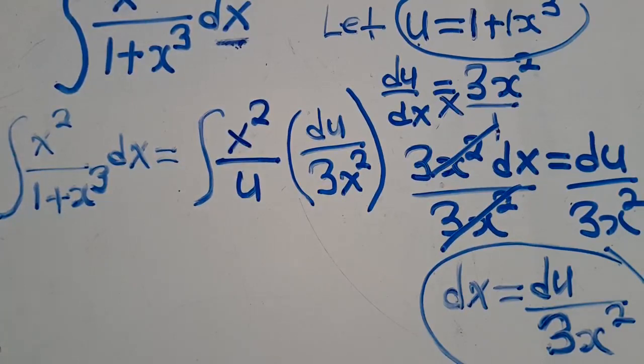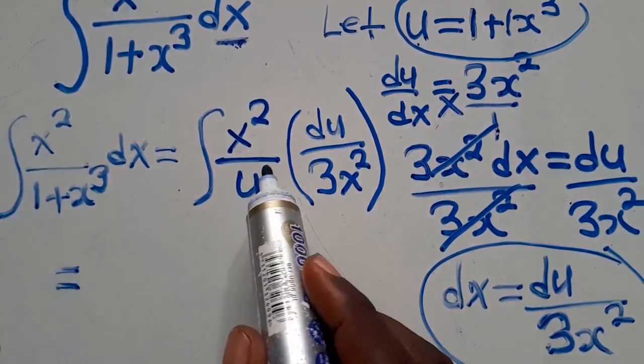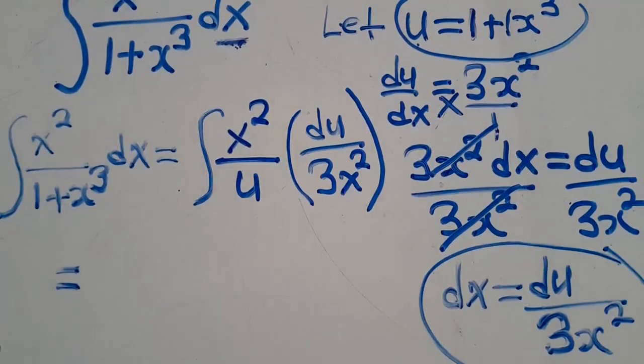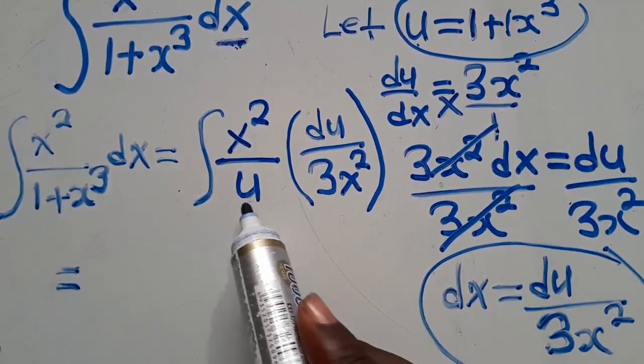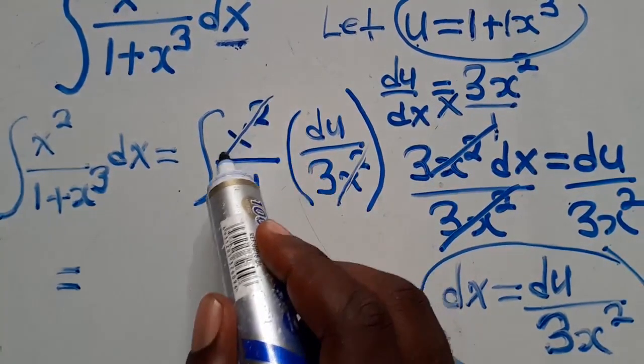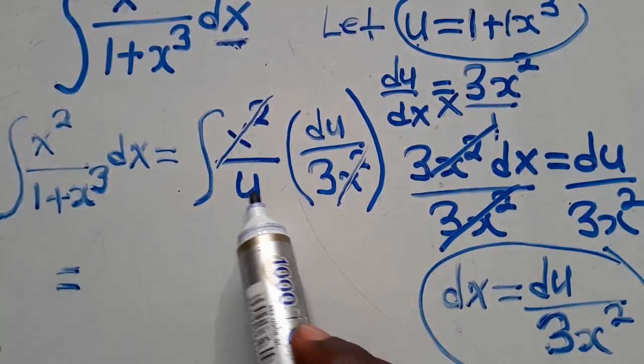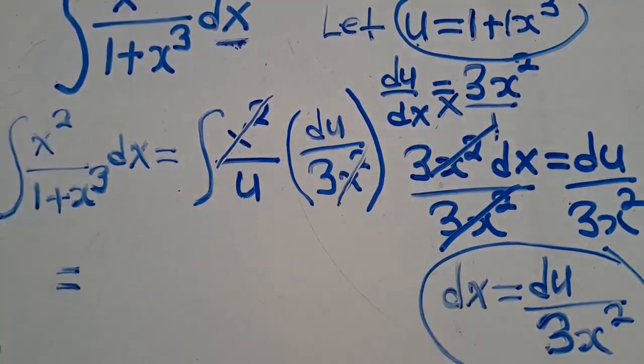After you do that, this is now equal to what? You need to be very careful on this. Have you seen this x? This x and that x will be cancelled. Have you seen that x and that x will be cancelled? The u here and the u there, don't cancel them.